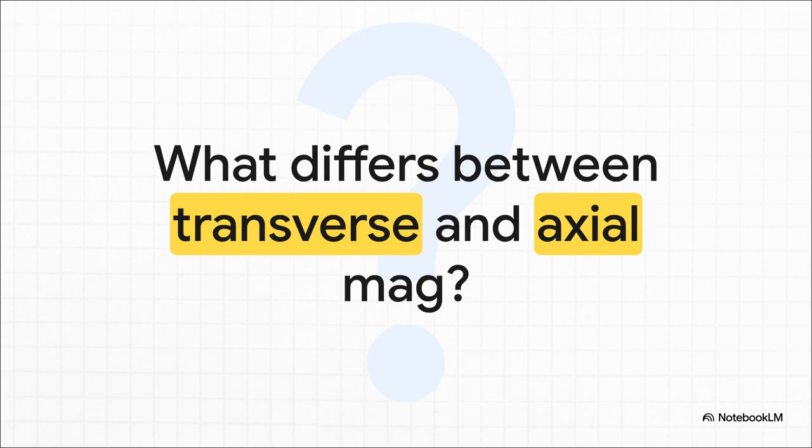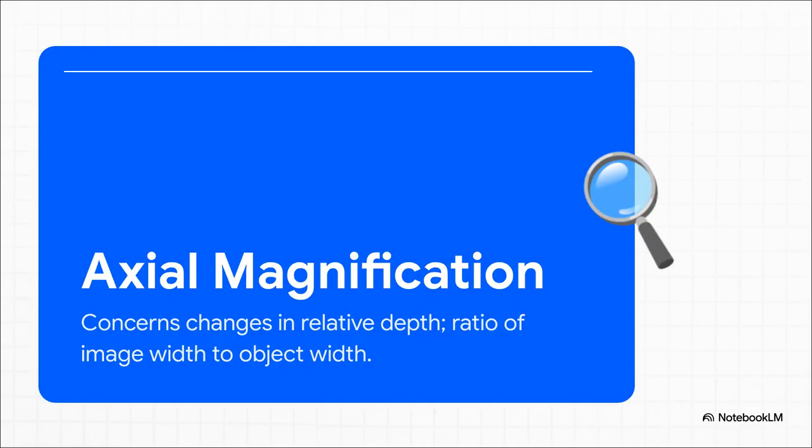Before we jump right into the clinical tools we use in clinic, let's just pause for a second. I want to test your baseline optical physics knowledge with a classic question. When we talk about magnification in ophthalmology, what's the actual difference between transverse and axial magnification? Take a second to think about that. How would you explain it? All right, let's dive into it.